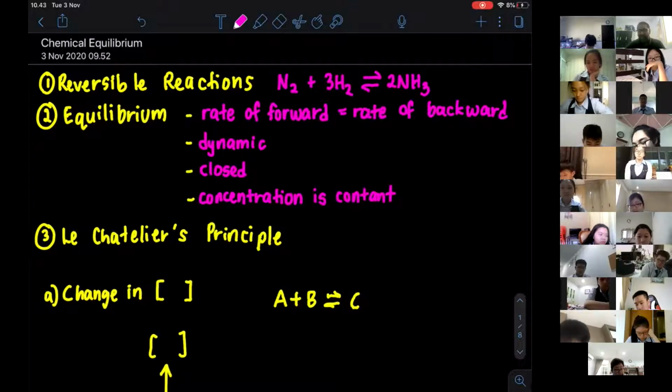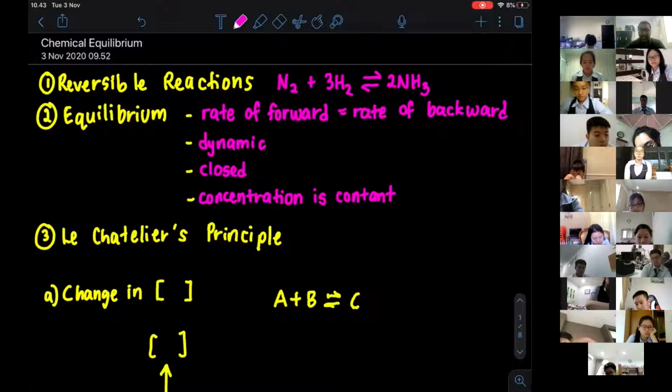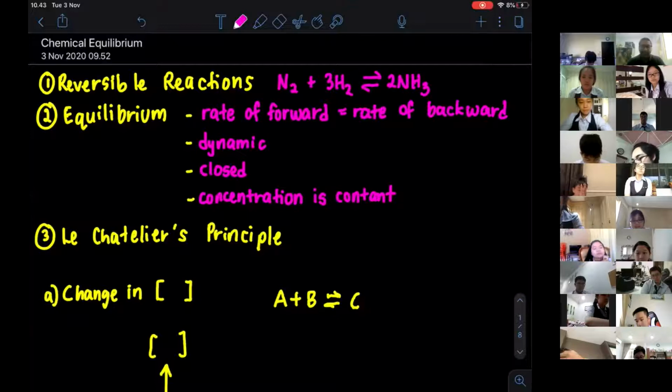Same doesn't mean the actual values are the same, like the concentration of nitrogen, hydrogen, and ammonia being the same. No, that doesn't mean that. It means, let's say the concentration of nitrogen is 1, maybe the concentration of hydrogen is 2, maybe the concentration of ammonia is 3. They remain 1, 2, and 3 throughout, even after 3,000 years. They are going to be the same concentration. The concentration will not change. So this is after they have reached equilibrium.